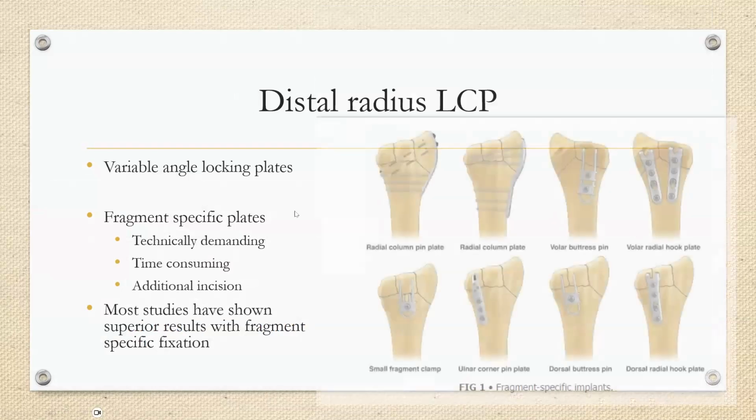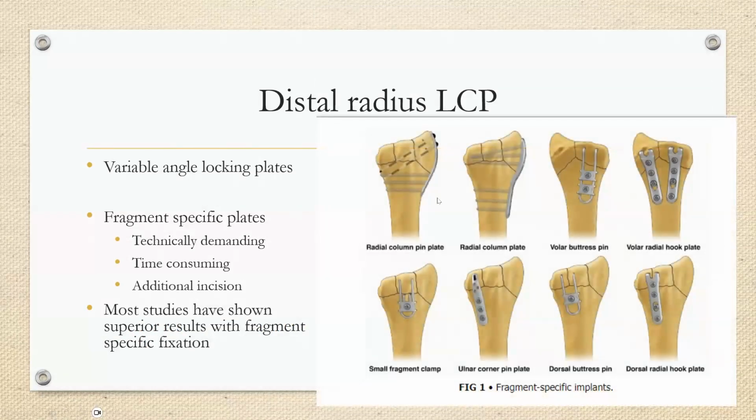And more importantly, what's currently available is fragment-specific plates for distal radius. These are some of the few types of plates available: the radial column plate, the pin plate, isolated radial column plate, and multiple hook plates, particularly used for fixing very small fragments.